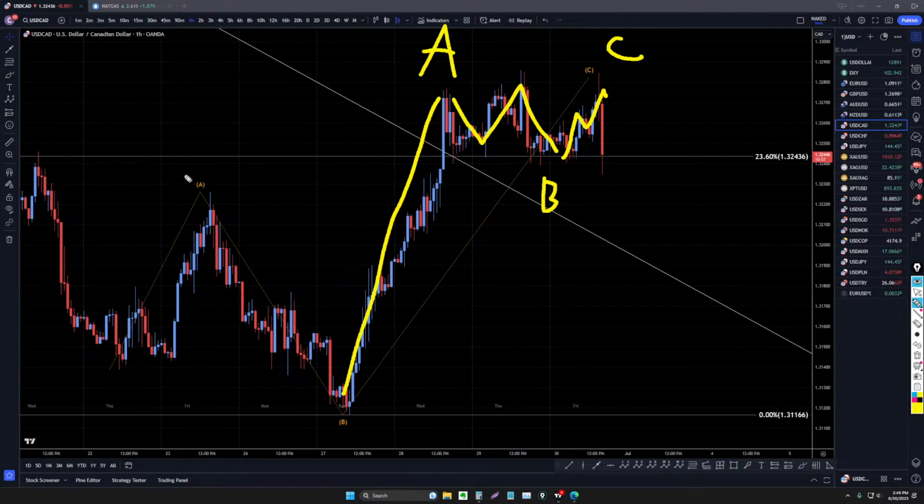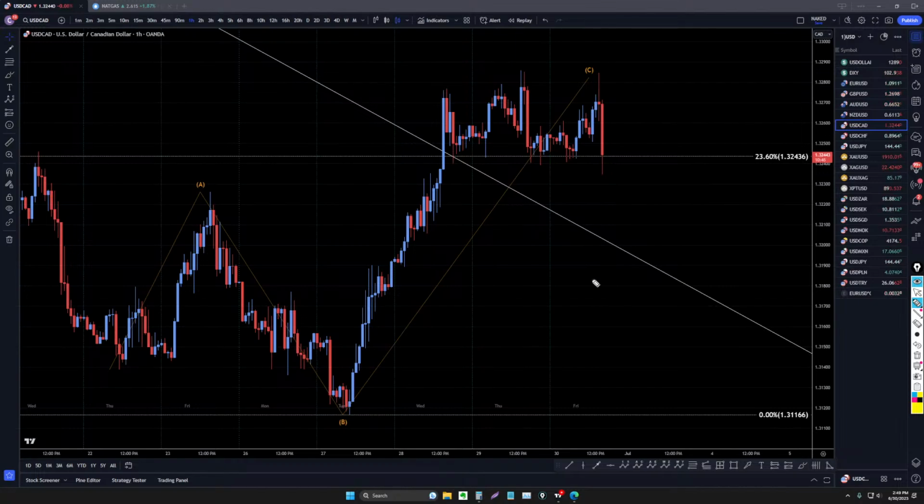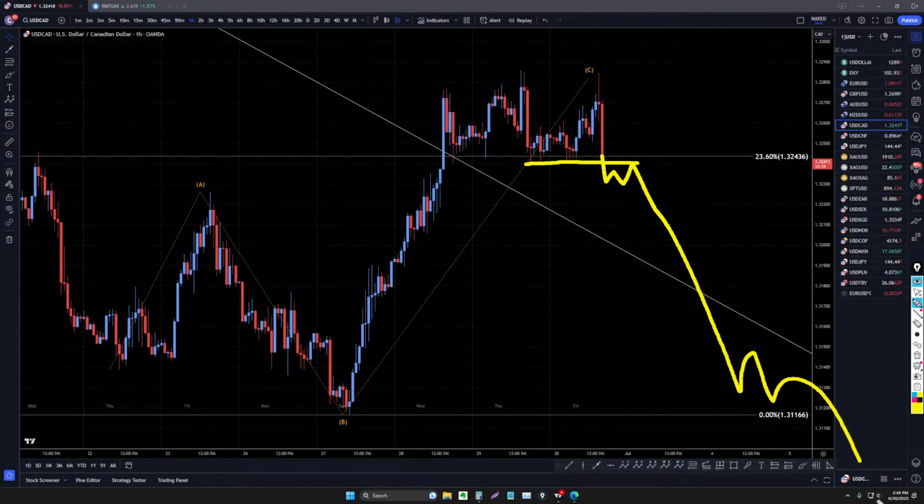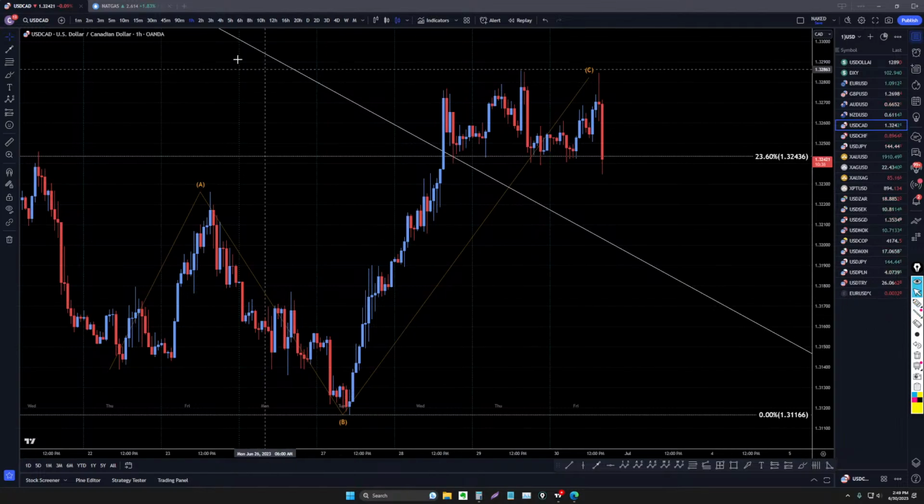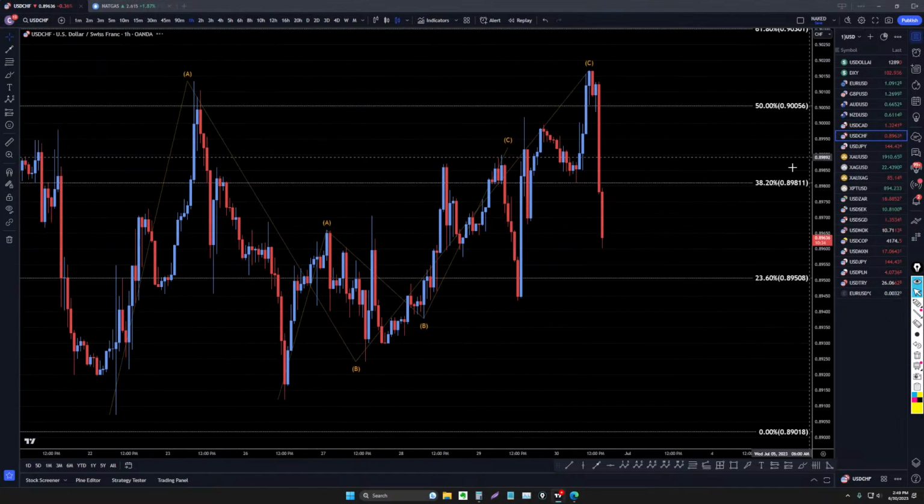Either way though, whether this is the ABC or one of those irregular ABCs that I always talk about, and then it goes down, it doesn't really matter because either scenario would be exactly the same. But we really need to see this break below structure to confirm that it really is the end of a crescent. So let's see if that does happen over the next little while.